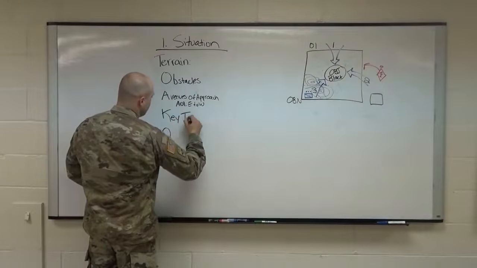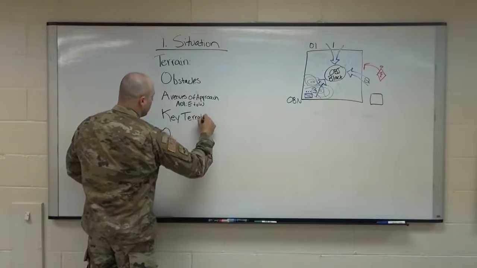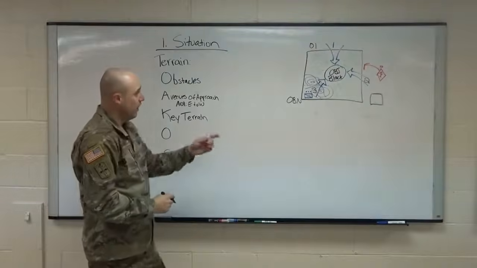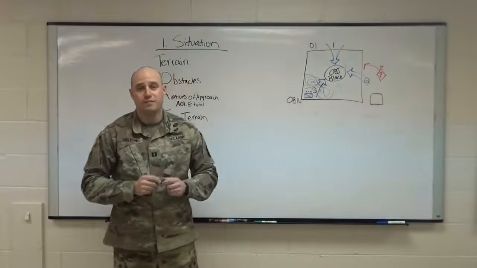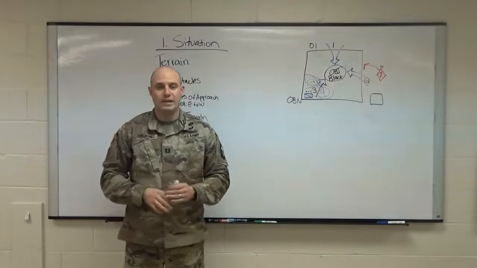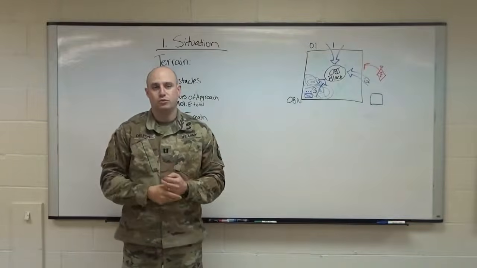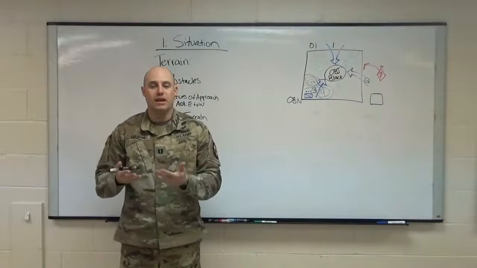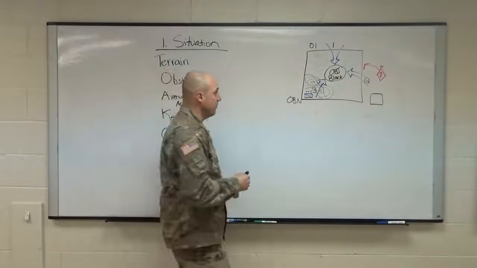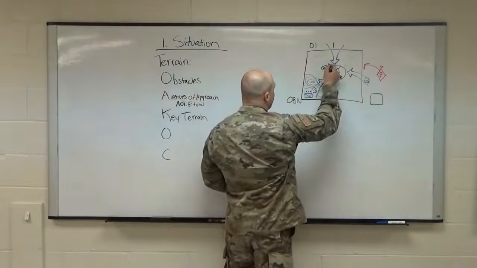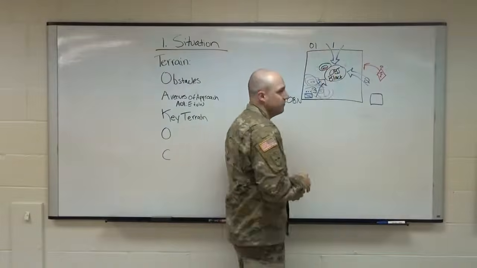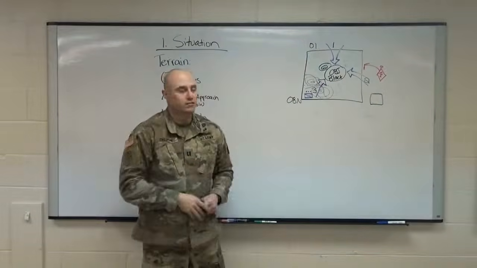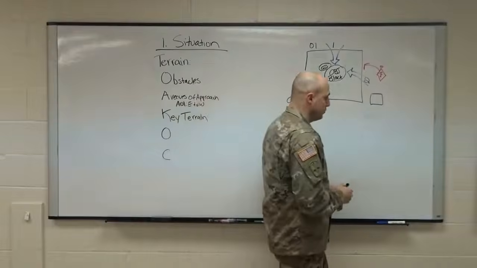The next one, key terrain, is going to talk about specific terrain on this objective. The definition of key terrain is a piece of terrain that gives a marked advantage, whether it's friendly or enemy. Whoever owns it, it is giving them a marked advantage on the objective. So let's just say, for instance, that there is a hilltop right here that gives great observation and fields of fire over the objective. I'm probably going to mark this as key terrain.